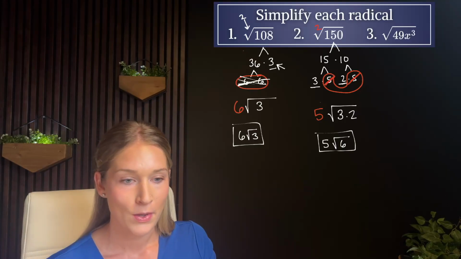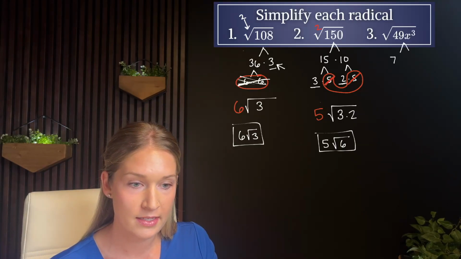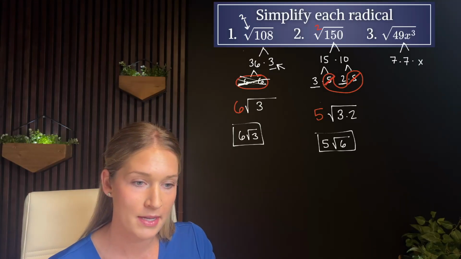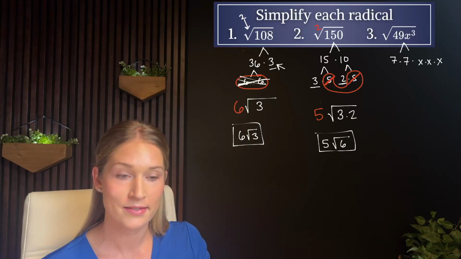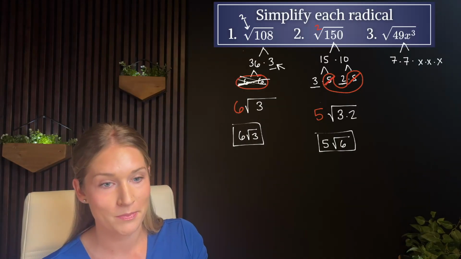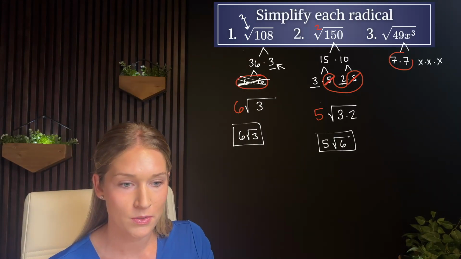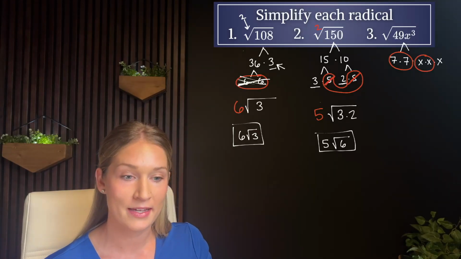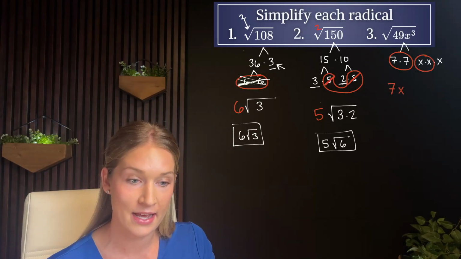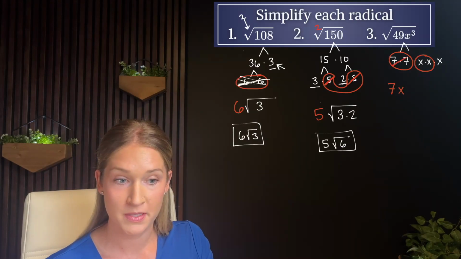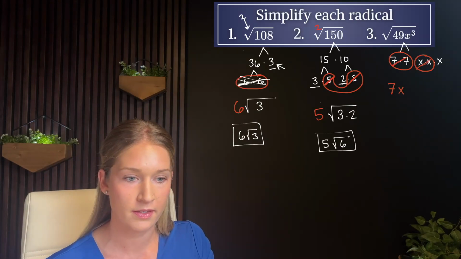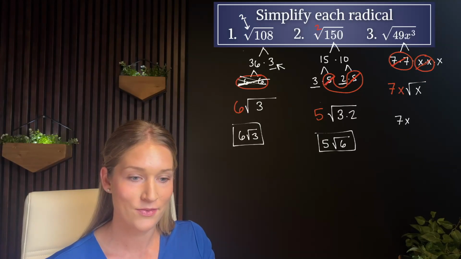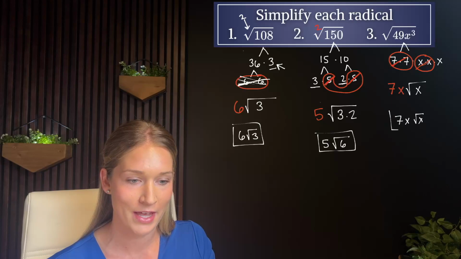Number 3. When I factor, I know 49 is 7 times 7. And then my x's, if you want, you could write them as x times x times x. And again, this is a square root, so I'm looking for groups of 2. I'm going to go ahead and circle this time 2 groups of 2. So that tells me I can take out a 7 and an x from the radical. Both of those groups have now been used, so the only thing left inside my radical is an x. So this whole thing simplifies to 7x times the square root of x.